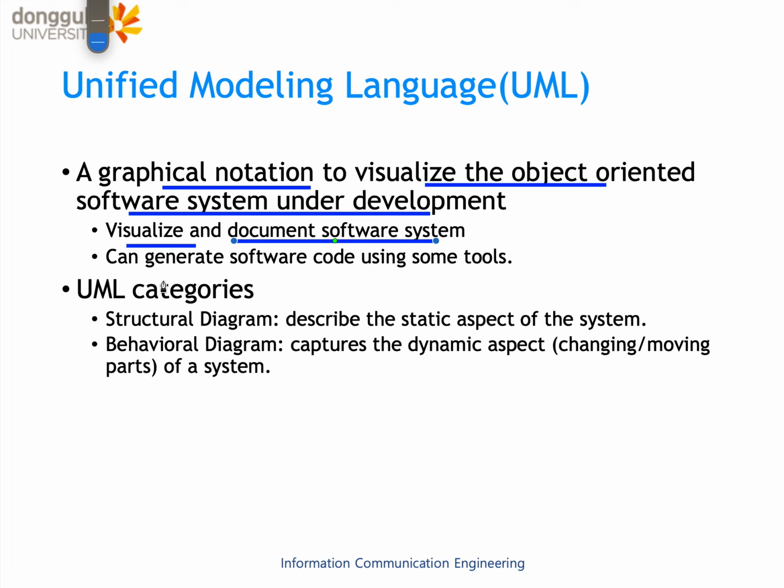Also, because UML is used for visualizing software systems, it can generate software code using some tools. UML can be broadly categorized into two main types. One is the structural diagram, and the other one is the behavior diagram. Structural diagrams describe the static aspect of the system, and behavior diagrams capture the dynamic aspect, that is, the changing, moving parts of the system.